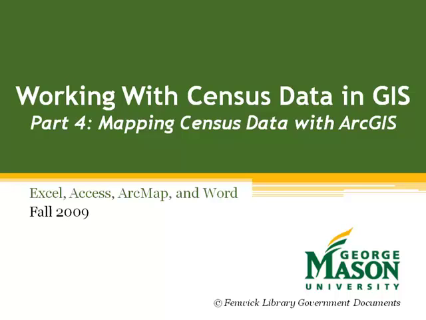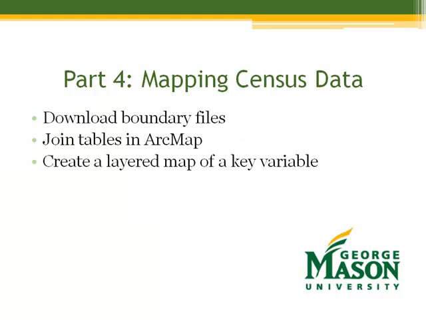Welcome to the fourth part of a 5-part tutorial from George Mason University Libraries on working with census data and GIS software. In part 4, we'll locate and download relevant boundary files, use ArcMap to join tables and associate our data with a map, create a layered map of a key variable, and save our map as an ArcMap file.